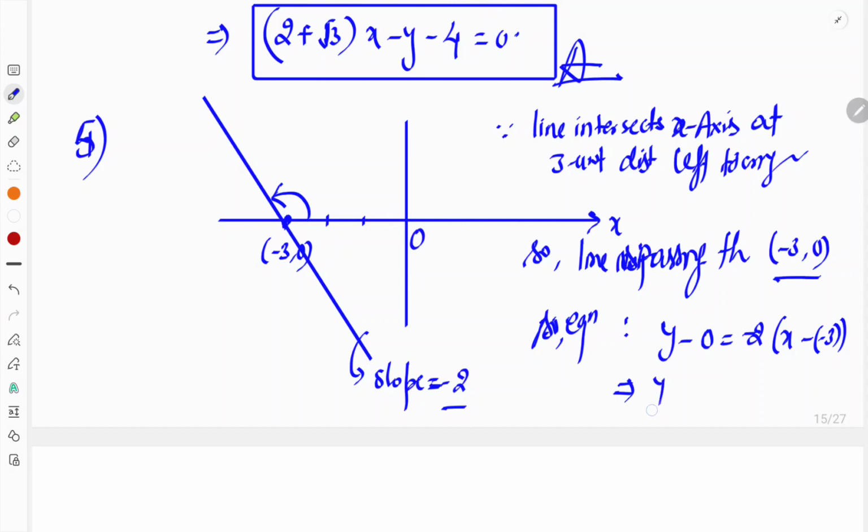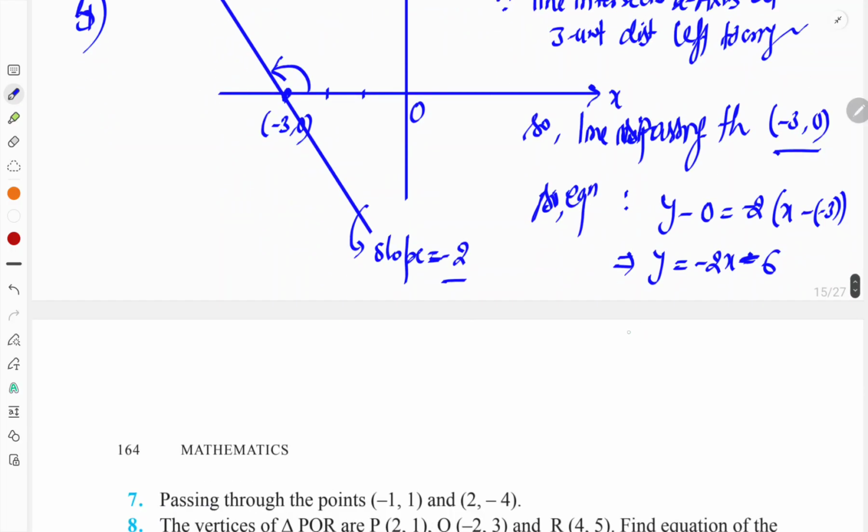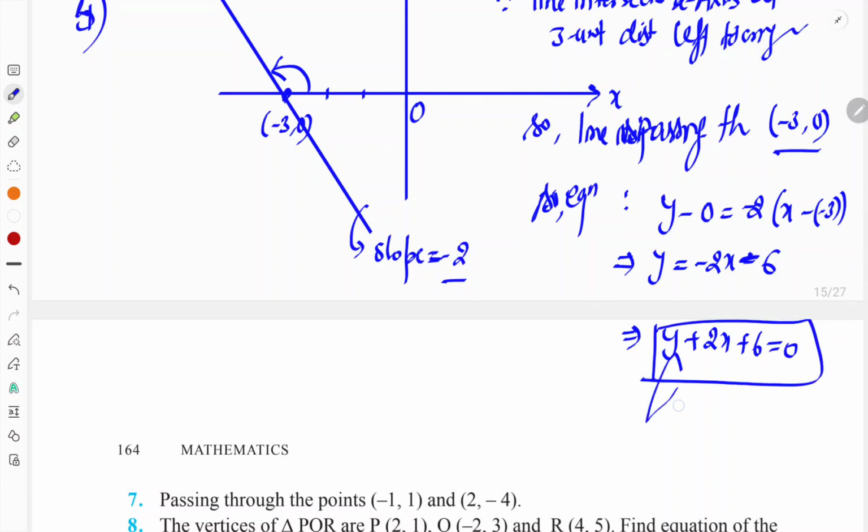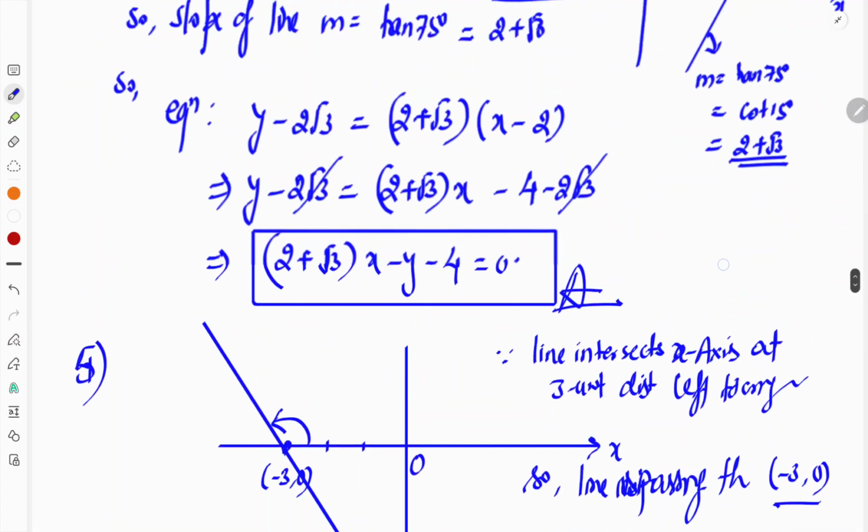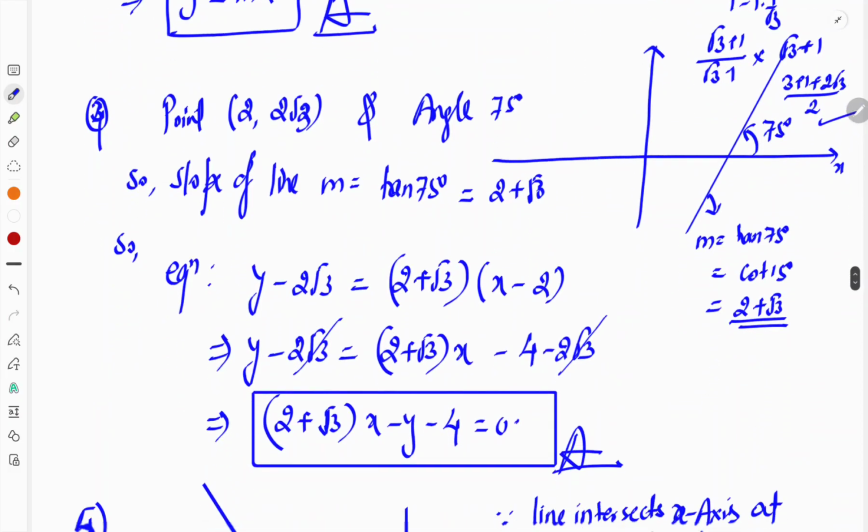So we have y equal to -2x, and minus becomes plus, again minus, total here -6. Take all things to this side, so we have y plus 2x plus 6 is equal to 0. So this is the equation of the required line. Dear student, we will move to the next.